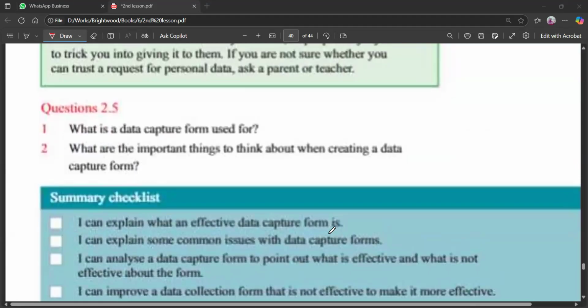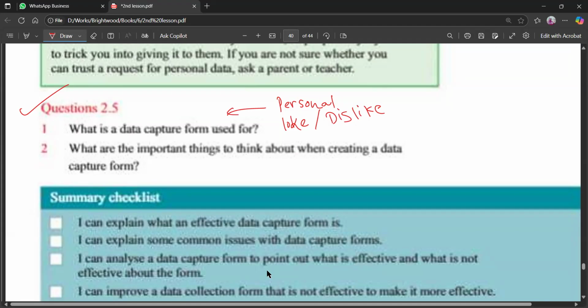Okay, so here I have some questions for you. You can write question 2.5. What is the data capture form used for? It can be used to take a name, personal data like name, birthday, or something like that. It can also take likes or dislikes, or voting, or something like that. You can take it from a data capture form.